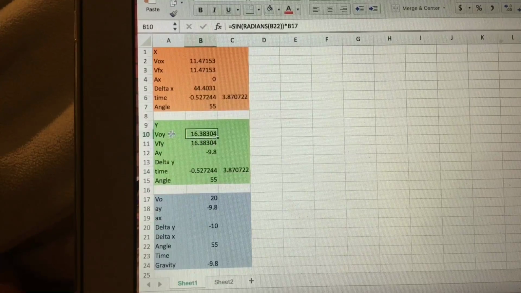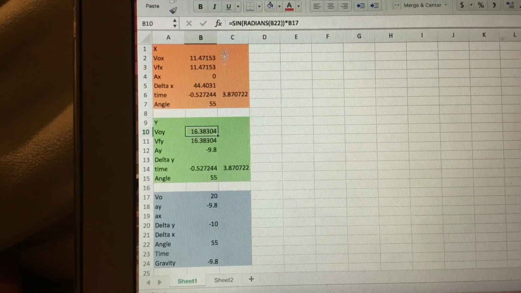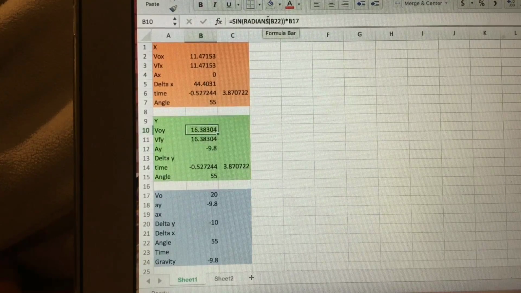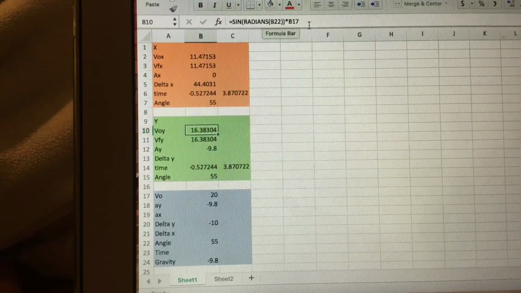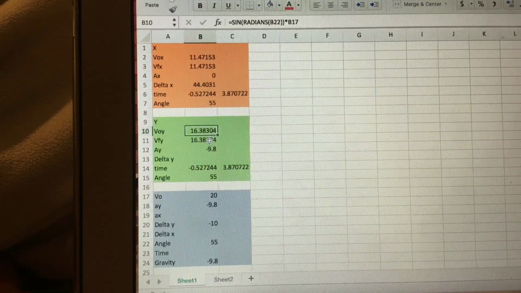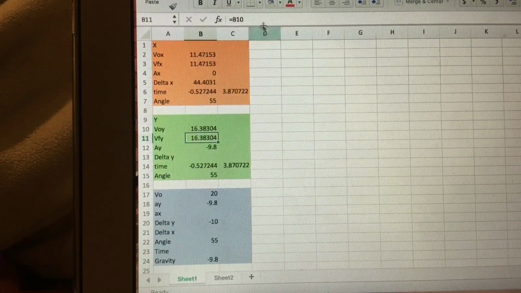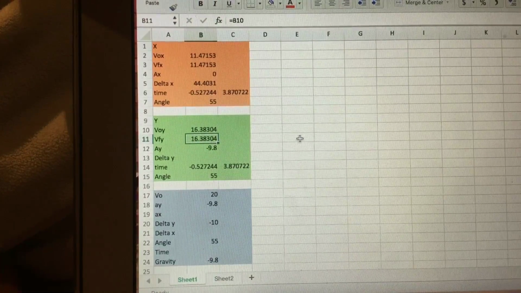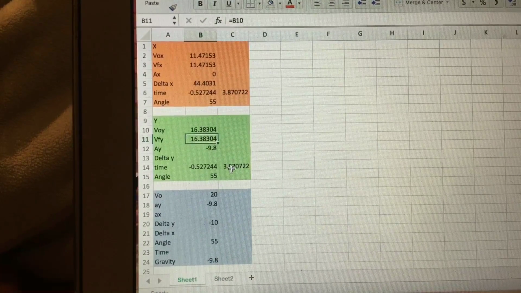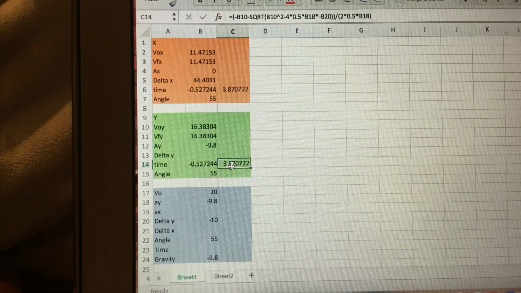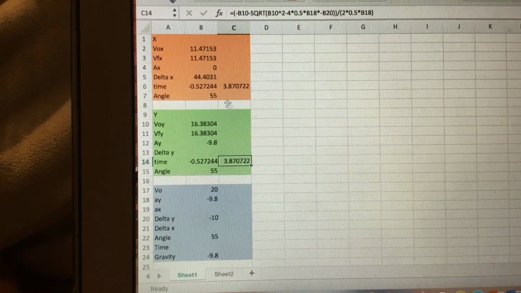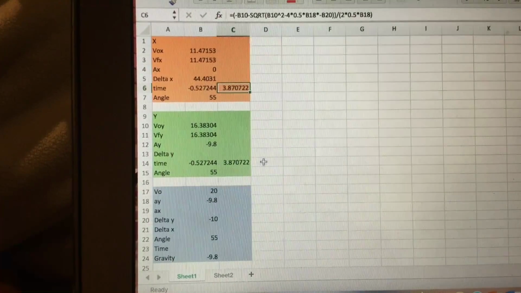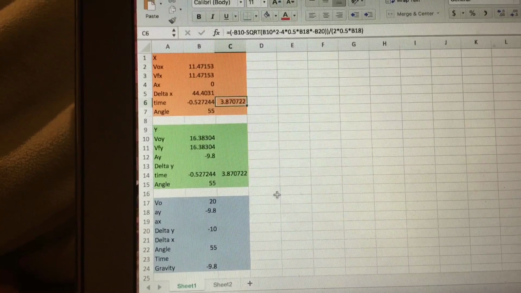As we said before, Vox, Voy, and Vi form a right triangle, and Vi is the hypotenuse. So to find Voy, which is the opposite side, we have to use sine of the angle times Vi. Voy and Vox will always be the same. And lastly, we always know that with these problems, time will be the same in the x and y axis.